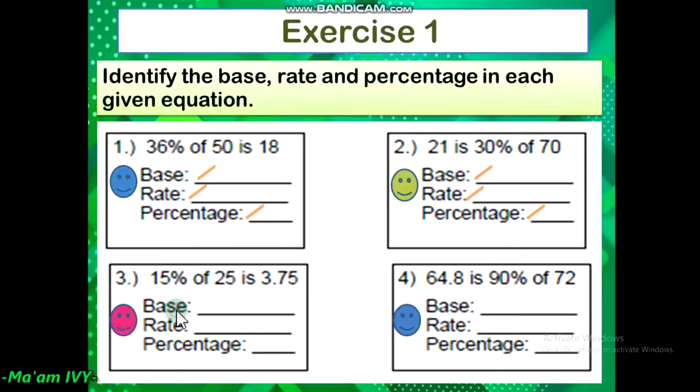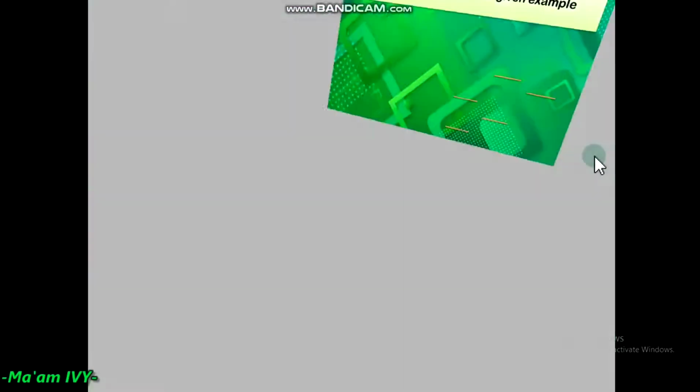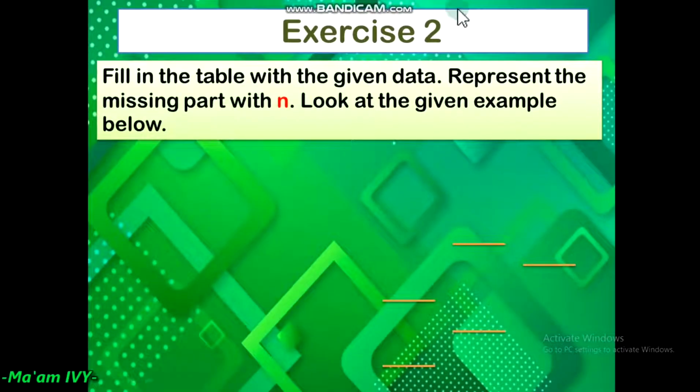Okay, so identify also the base, the rate, and the percentage. And then for number 4, 64.8 is 90% of 72. Also identify the base, the rate, and the percentage. So very easy, kids. Let's proceed to exercise 2.